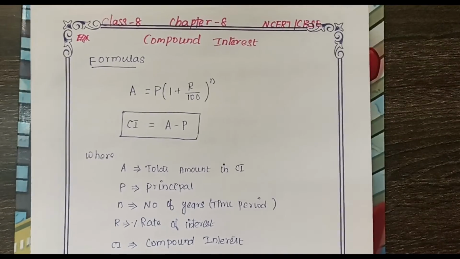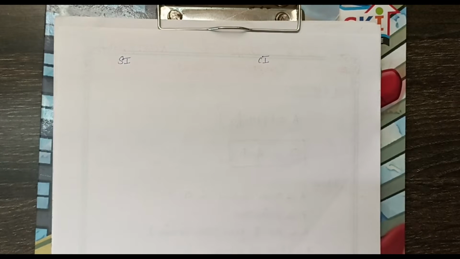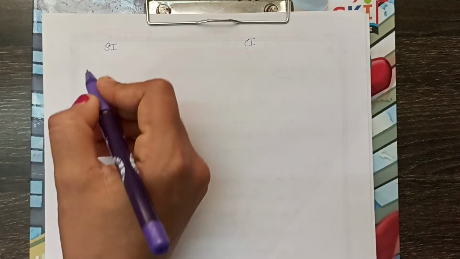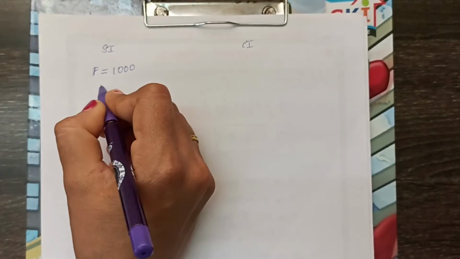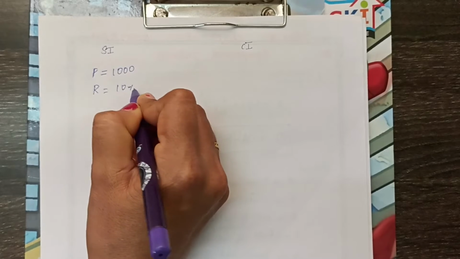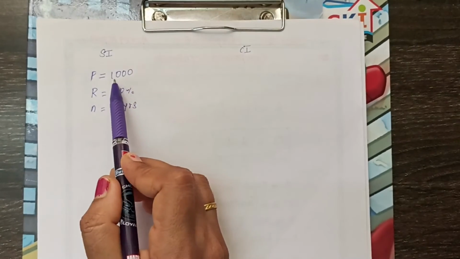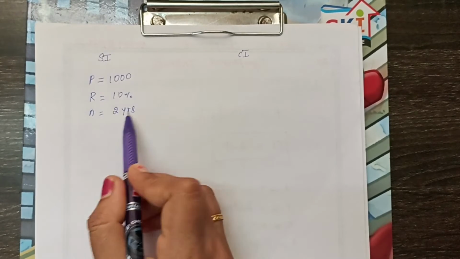Now let us see one example for simple interest and compound interest, and we will see the difference. What is the difference between simple interest and compound interest? Let us assume I am borrowing the amount of 1000 rupees at an interest rate of 10% for 2 years. I need to calculate the simple interest for this amount.